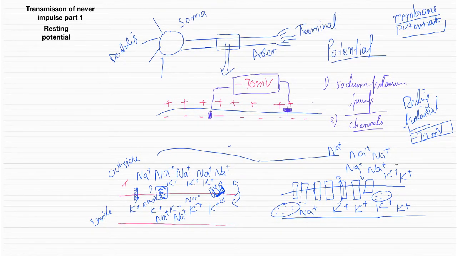So this is how a neuron is when it is not doing anything, or is at rest, or when it is not stimulated. It has a potential difference of minus 70 millivolts, which is called the resting potential. And the potential energy of a membrane is called the membrane potential.